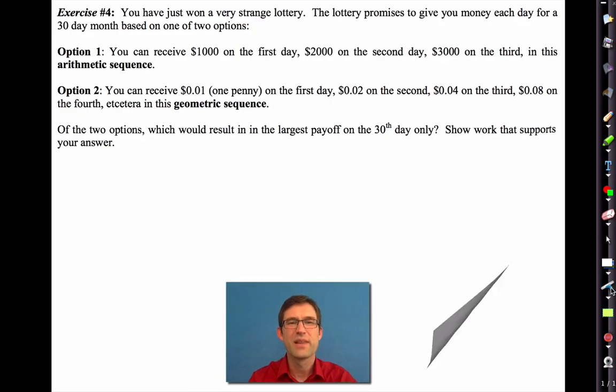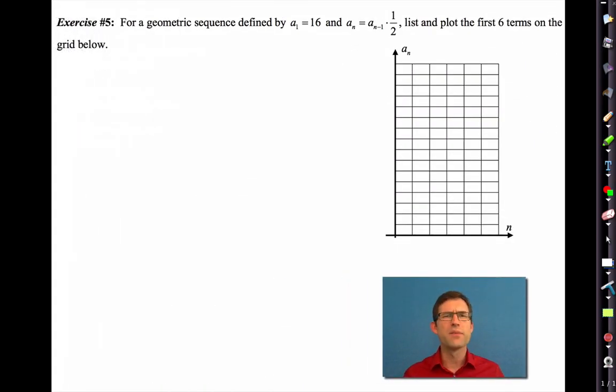All right, last problem. This last problem is very, very easy. I just want to plot a geometric sequence, because I want to remind you of something very important about the plots of geometric sequences. It says: for the geometric sequence defined by a sub 1 equals 16 and a sub n equals a sub n minus 1 times 1/2, list and plot the first 6 terms on the grid below. Well, I gave you the first one, a sub 1 is 16, all right?